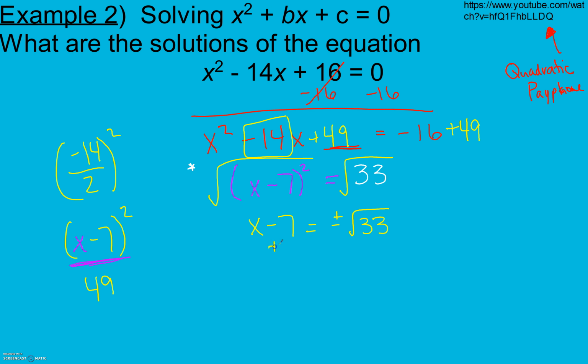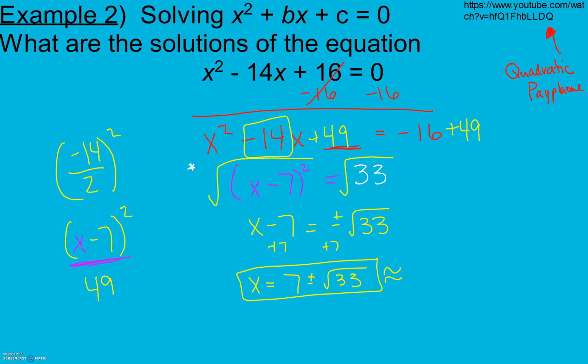To get x by itself, I need to add 7. So x equals 7 plus or minus the square root of 33. And that is my exact answer. Now, we also want to get the approximate values, because if I say something is 7 plus the square root of 33, that doesn't mean a whole lot.